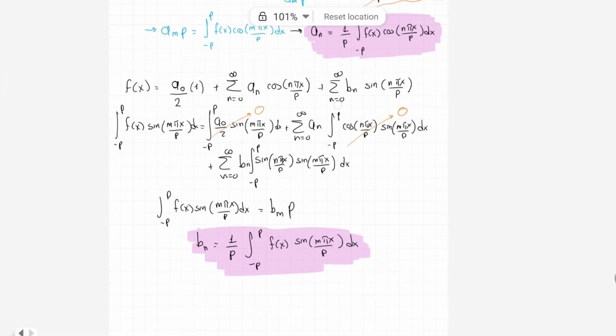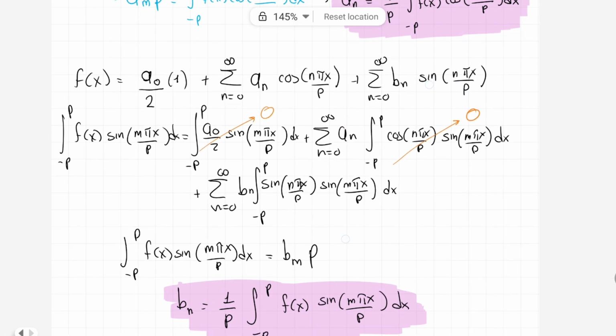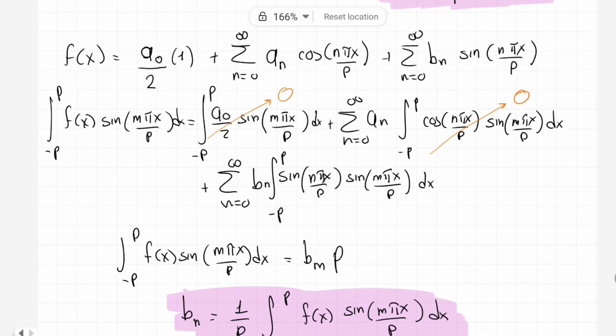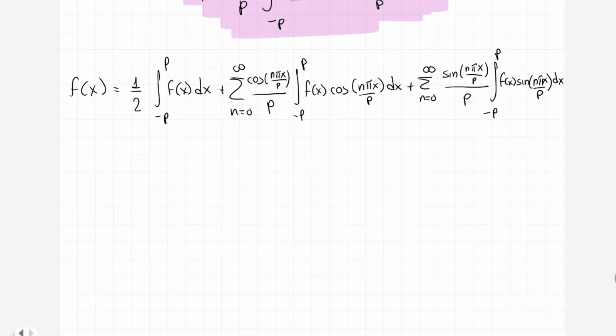Okay, perfect. So what I'm going to do now is just to build the Fourier series, but instead of writing a sub n and b sub n, I'm going to take these definitions that we just found just to show you what is the final result for the Fourier series.